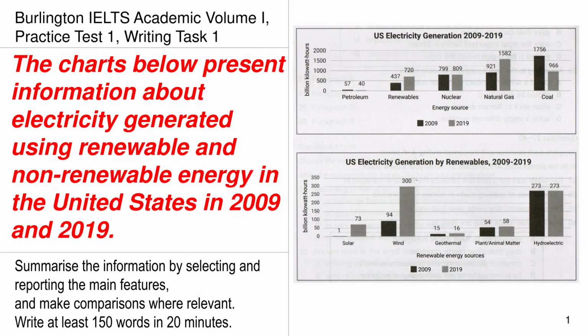Today, we are going to be discussing Burlington's IELTS Academic Volume 1, Practice Test 1, Writing Task 1. The charts below present information about electricity generated using renewable and non-renewable energy in the United States in 2009 and 2019.